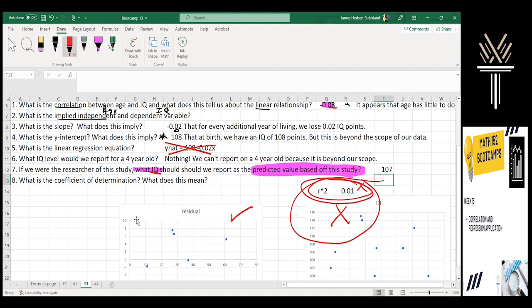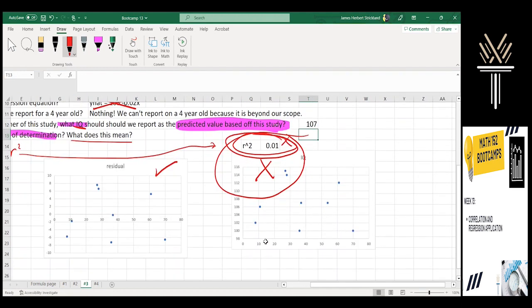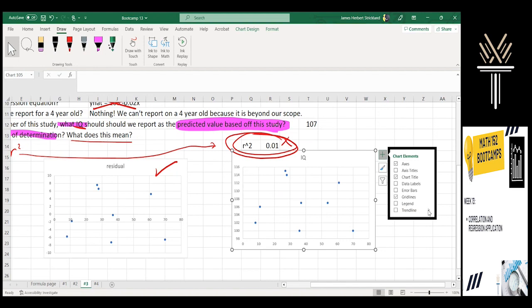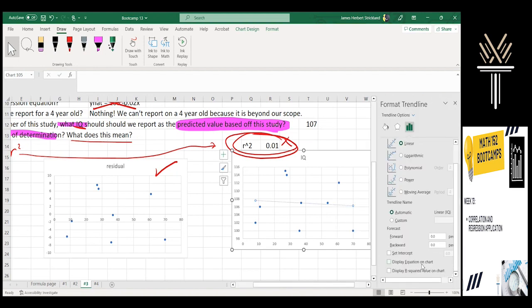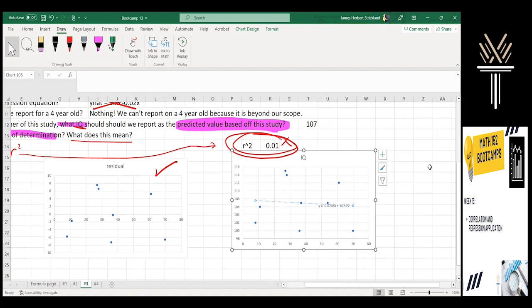Okay. Coefficient of determination, that's just a fancy way of saying R squared, which we've already calculated. And so what does it mean? It means how much of the variation, or how much of the change in the graph as you go to the right, is being explained by a linear line. And so if I show this line, this line and how it's going down slowly to the right is only explaining about 1% of the change in these dots.